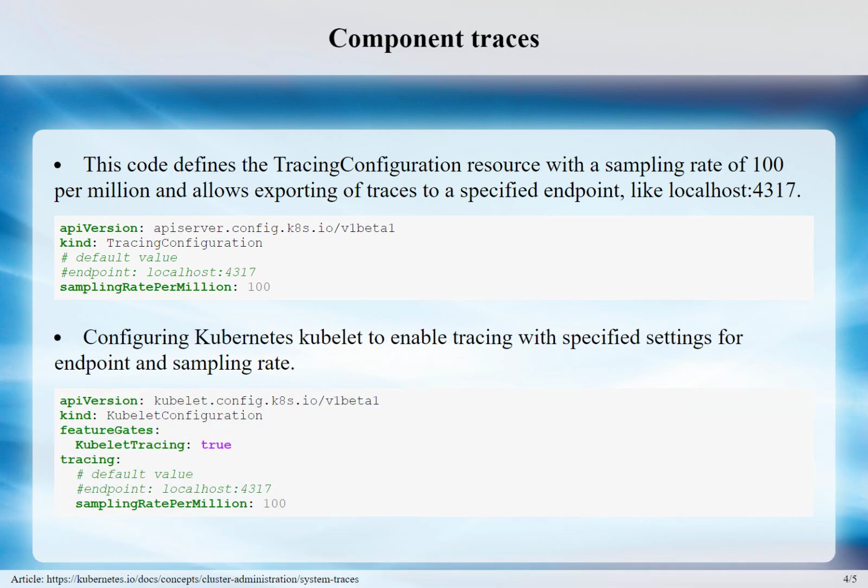The code snippet configures the Kubernetes kubelet to enable tracing with the feature gate KubeletTracing set to true and defines tracing configurations such as endpoint and sampling rate per million. This configuration allows the kubelet to collect and export traces using the specified endpoint and sampling rate.